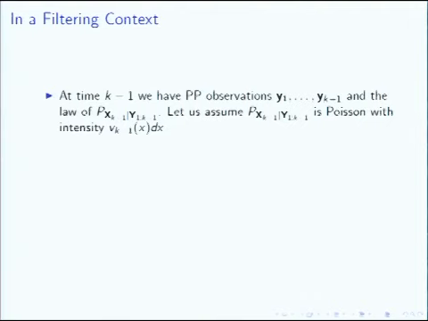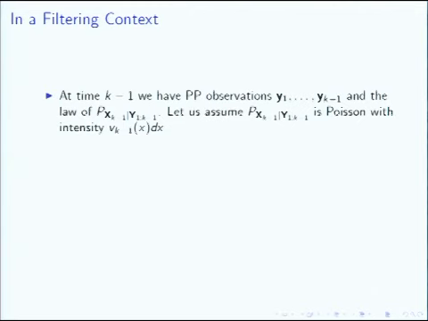Okay, so how do we use this in a filtering context? Here we're going to apply this to sequential inference, and then we're going to talk about Monte Carlo methods for doing sequential inference. So at time k minus 1, we have all the observations until time k minus 1, and let's just assume we have the posterior distribution of the hidden process at time k minus 1 given all the observations, and let's assume that it's Poisson. And obviously with a Poisson point process, all we need to know is its intensity.